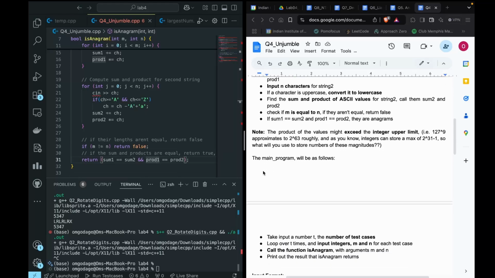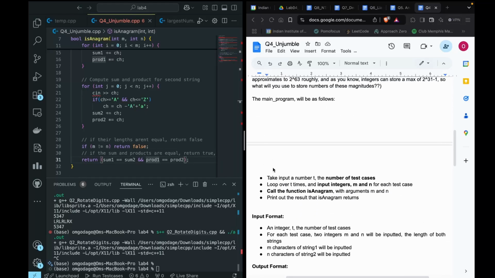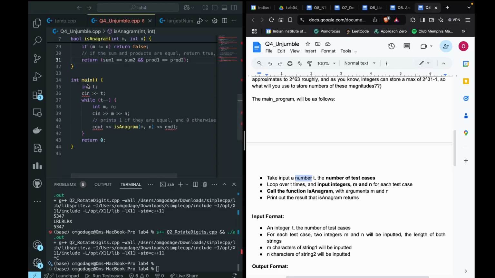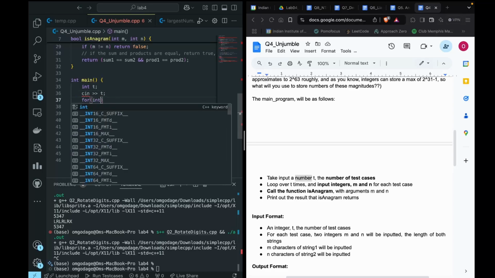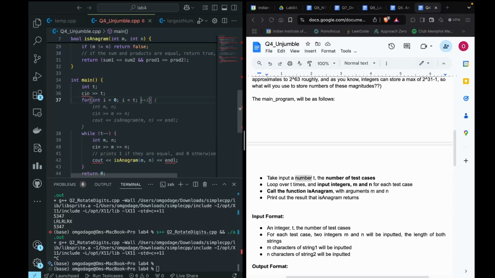Okay, now to the main program. The main program takes an input, a number t. So you take input as t, and then you loop over t times, which is this while t minus minus. Okay, so this is just a simpler way to write a for loop. So you could also write this over here.